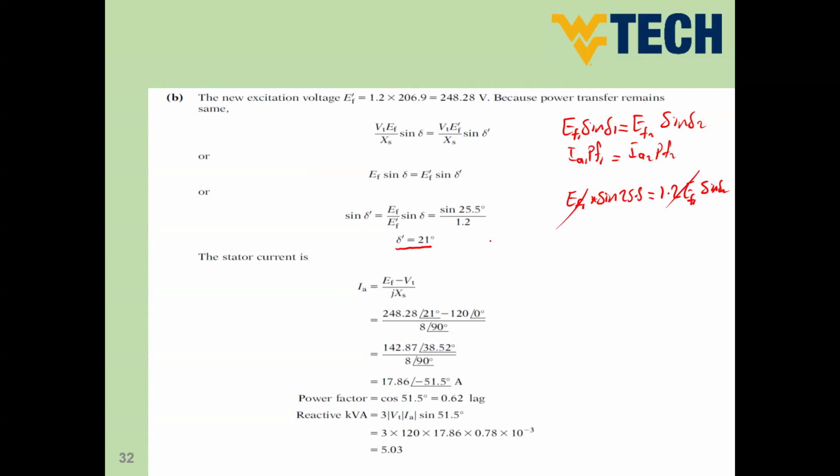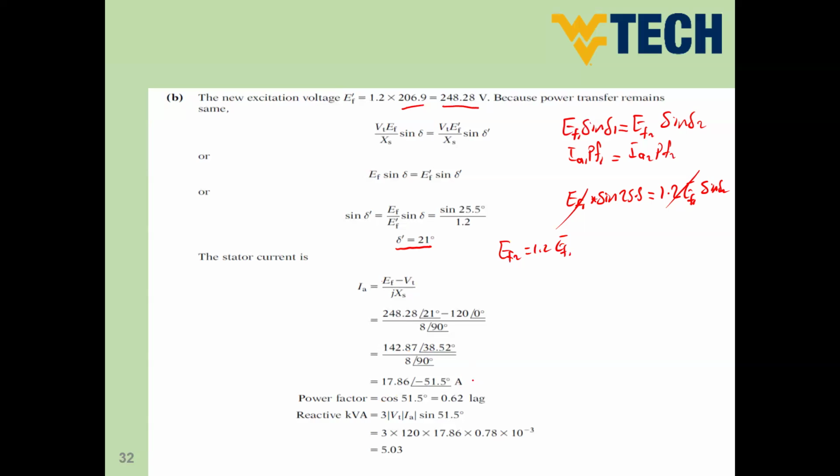And we need now to get the current, so you have the new value of the delta, and you can calculate EF2. So EF2 is 1.2 times EF1. So EF1 is already calculated in the first part. So here EF2, or EF referred to here as prime, not 2. So EF prime is 1.2 times the first value of EF. So this is the value of EF in the second case. So simply you can say now IA equals EF minus V terminal divided by jXS. Just direct substitution in the relation, and you can get the new value of your current.